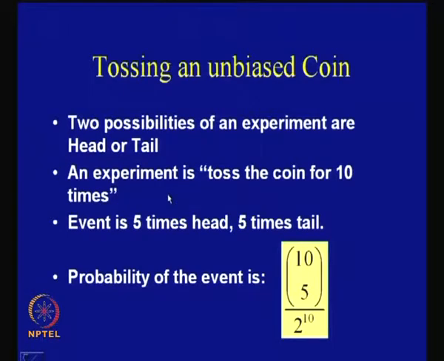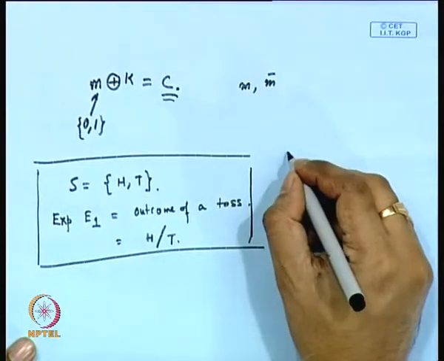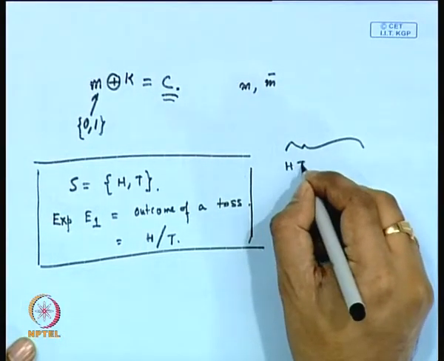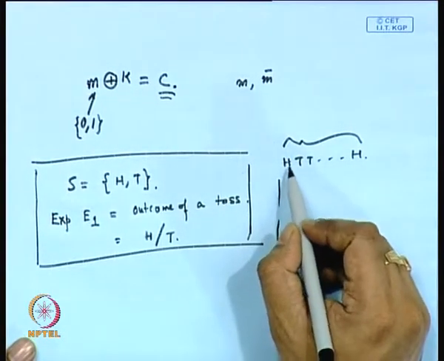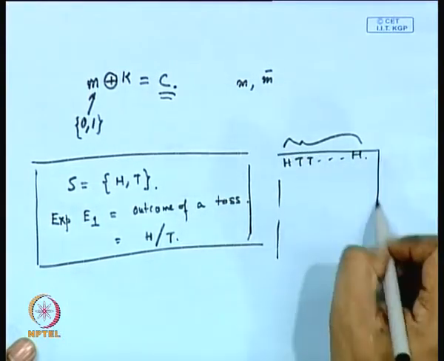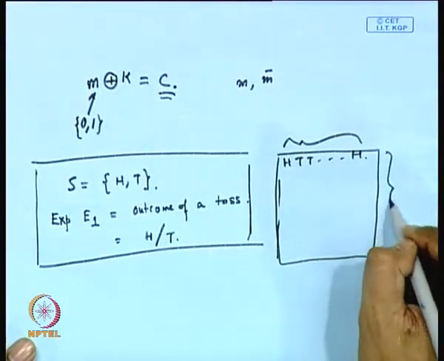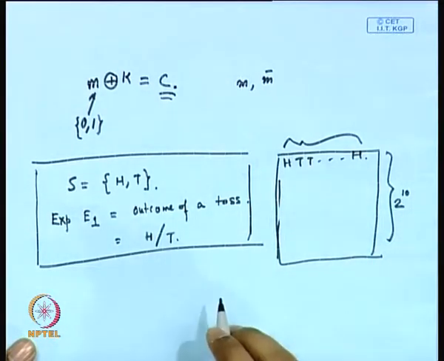Let us try to make it a little more complicated. You have not only two possibilities like head or tail, but you toss the coin 10 times. Then there are several possible outcomes, right. It is a sequence of heads and tails, so it can be head, tail, tail, tail, and so on till head. If you denote the head by 0 and the tail by 1, how many possible outcomes are there? There are 2 power 10 possible outcomes.